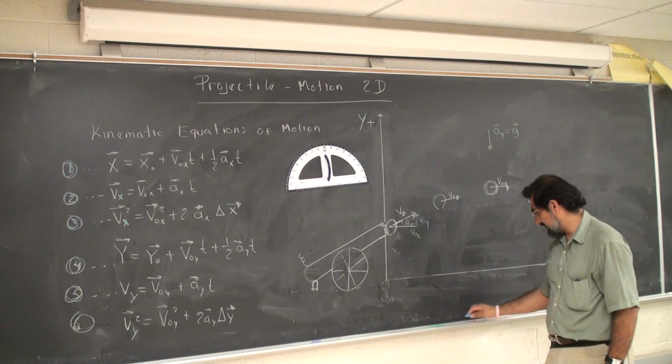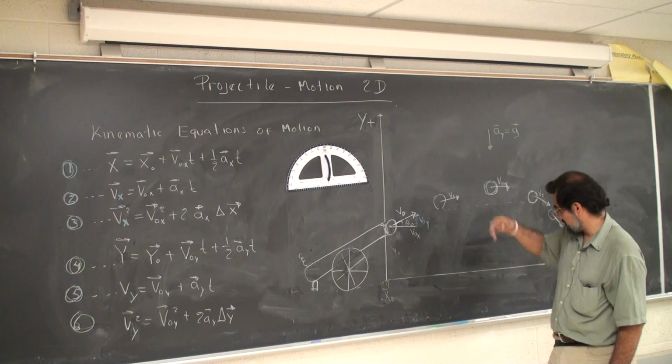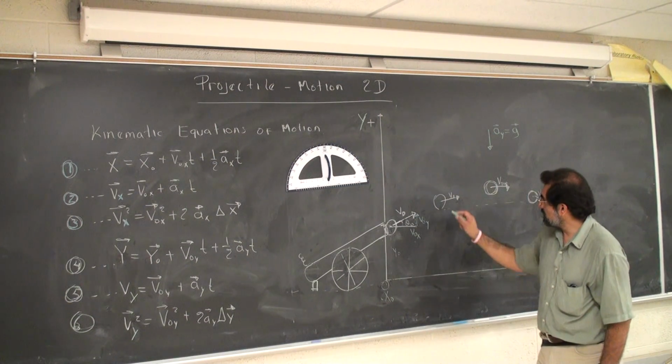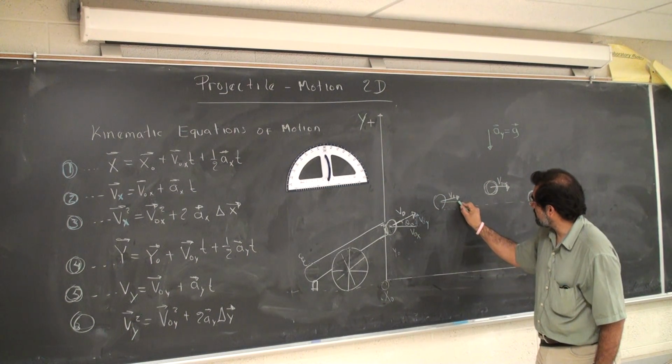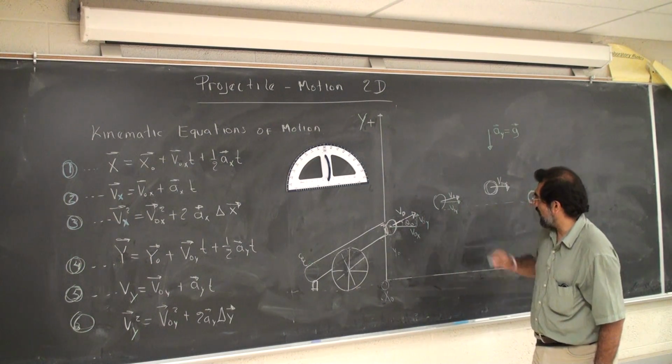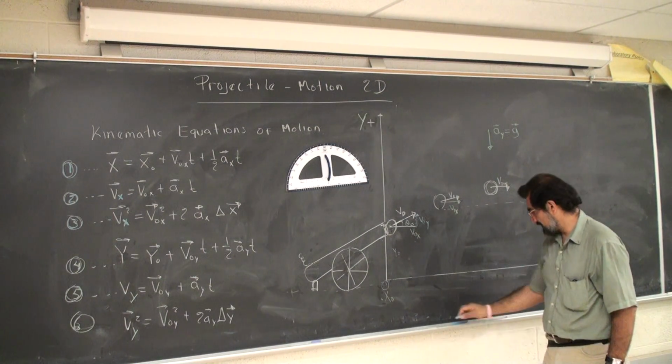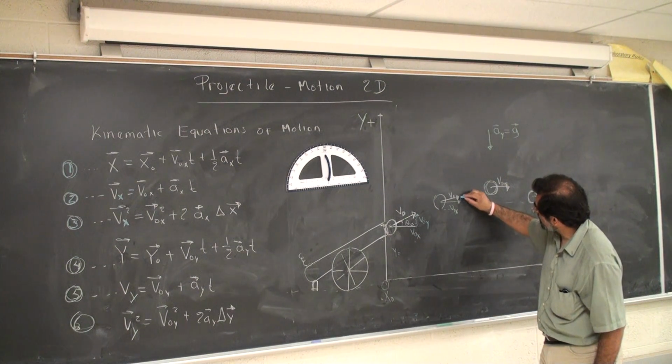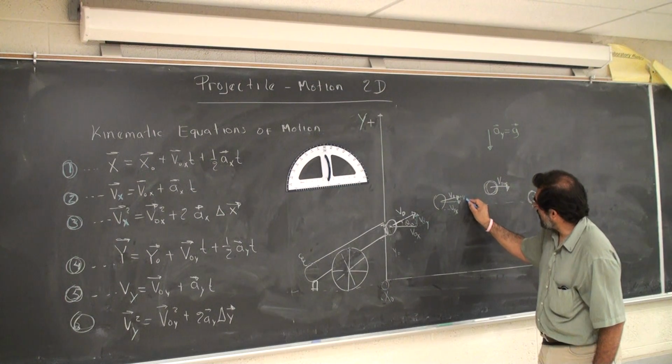Let's see what happens an instant later, at any instant. We are going to have a velocity in x, v1, and also a velocity v1 in y.